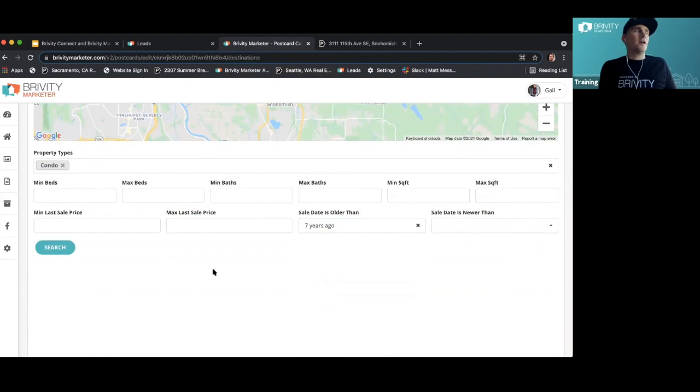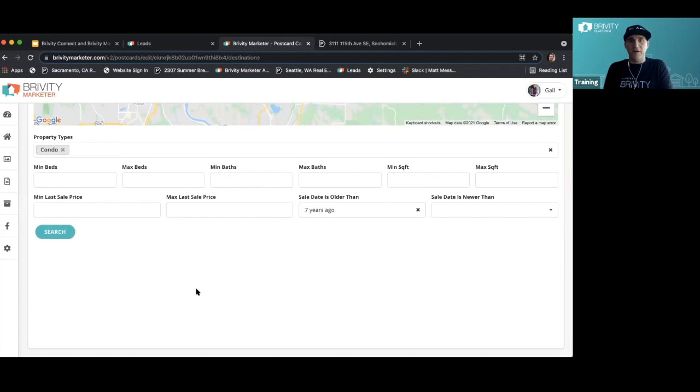So they've been living in a condo for 7 years. They live in downtown Everett, which means they probably got a bunch of equity. That area has been blowing up. And they want to get out of the city and move out here to the suburb of Everett, right? And I could run a search here and figure out, well, how many people is that, right?